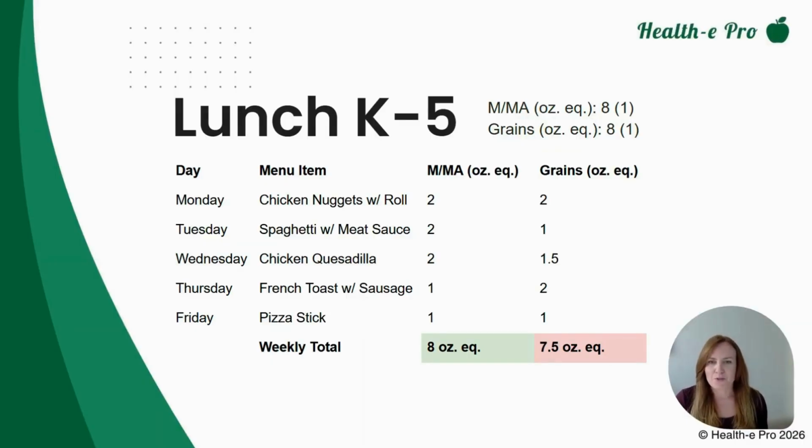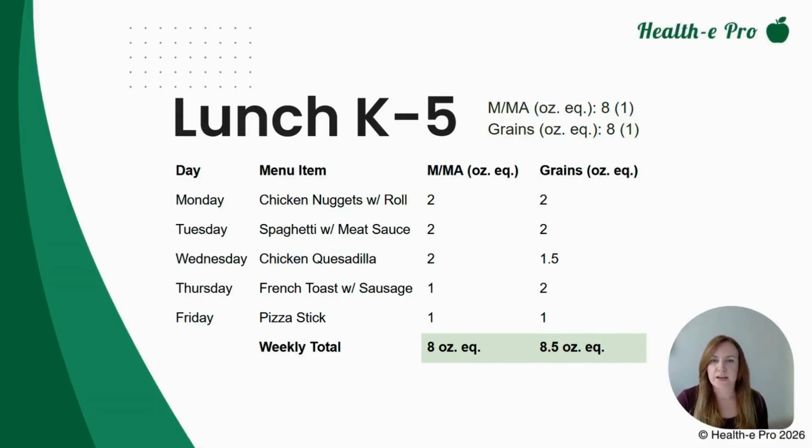So now we do some troubleshooting. Looking at my days that are lowest in grains, on Tuesday, I could add a breadstick with the spaghetti with meat sauce. For the chicken quesadilla on Wednesday, I could look for a 10-inch tortilla instead of an 8-inch. Or on Friday, I could double up on the pizza sticks and serve 2 sticks instead of 1. Of course, we need to consider things like cost and calories, saturated fat, and sodium, but I'll go ahead and add a breadstick with the spaghetti on Tuesday.